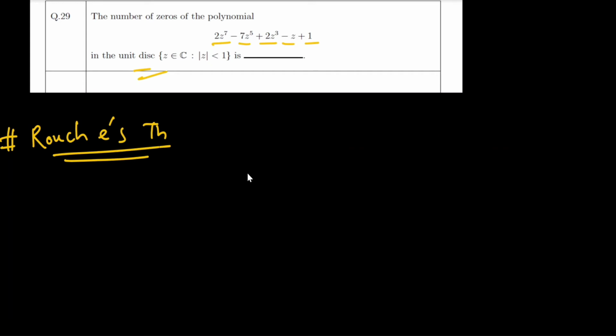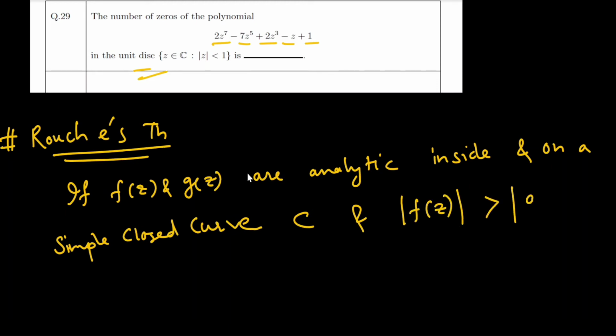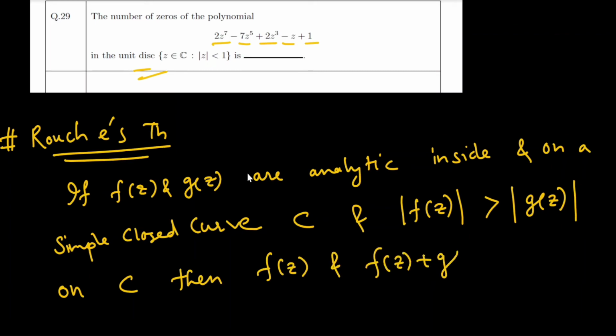What is Rouche's theorem? Rouche's theorem says that if f(z) and g(z) are analytic inside and on a simple closed curve C, and mod of f(z) is greater than mod of g(z) on C, that is on the boundary, then f(z) and f(z) plus g(z) have the same number of zeros. This is Rouche's theorem.